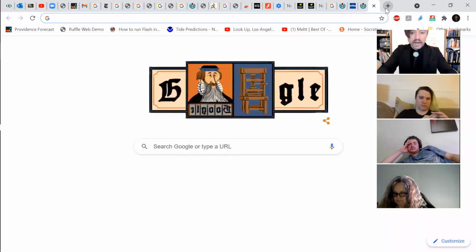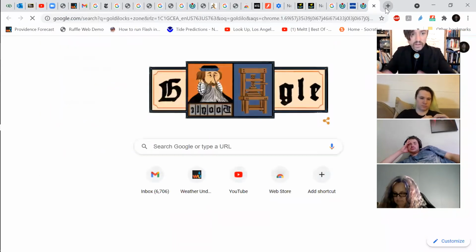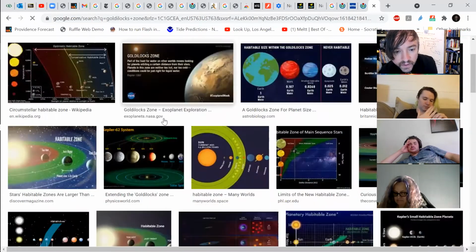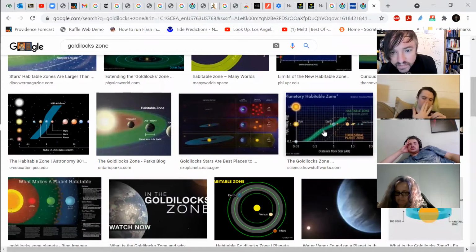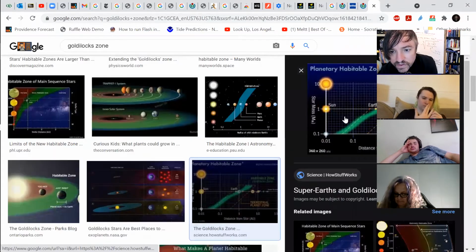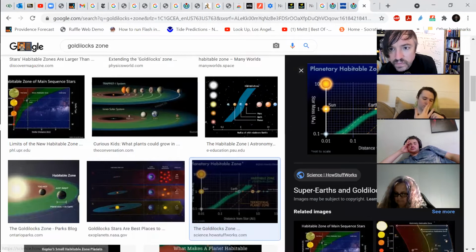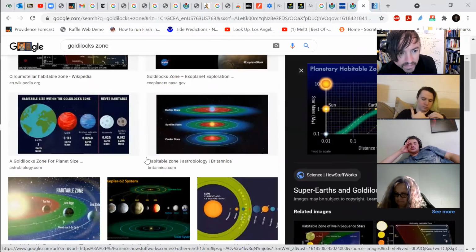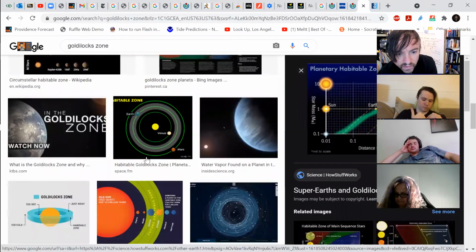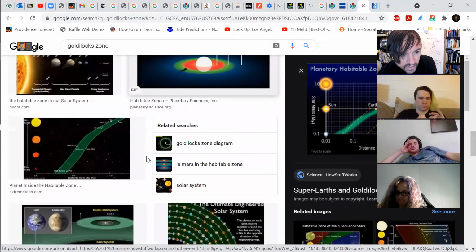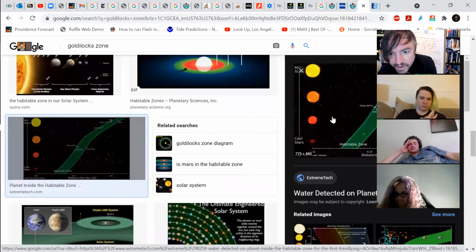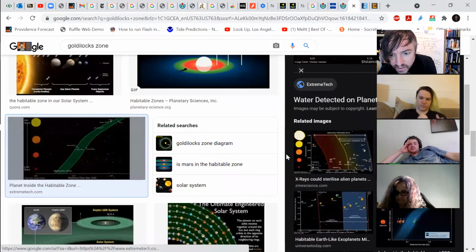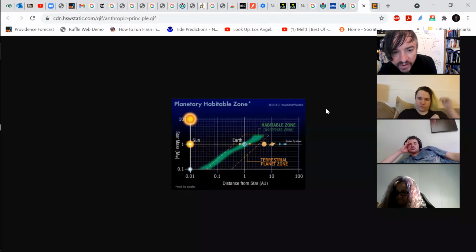Let's see if we can do this. Goldilocks zone. And if we just called up an image, there's probably all kinds of different cool pictures here. I always like to think about this in terms of our own solar system. Let's see if I can find a higher res map than this. I still haven't picked my favorite habitable zone or Goldilocks zone picture yet. I kind of like this crappy one here.